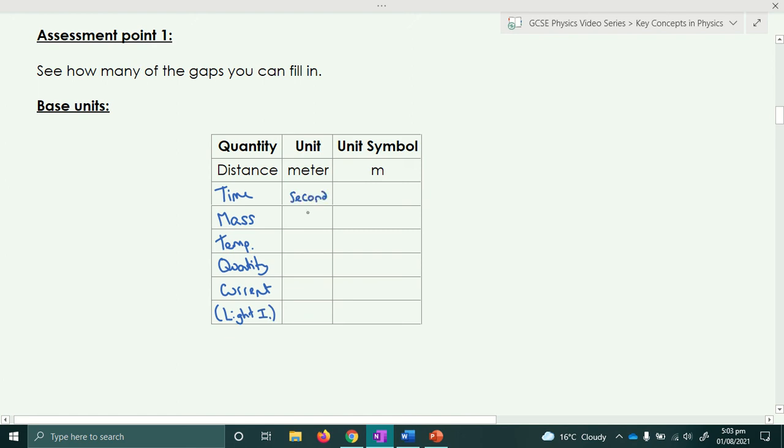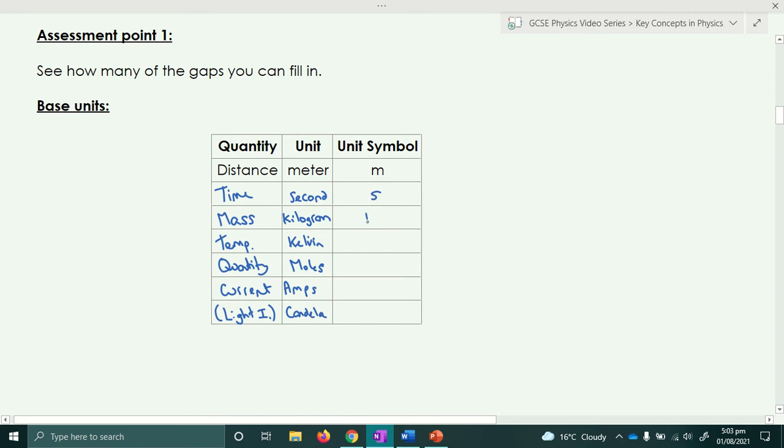We had light intensity. So the units of them, so we had the time, if it's in an equation, you can measure in seconds. Mass is a bit strange, it's measured in kilograms. Temperature is measured in Kelvin. Quantity is measured in moles. Current is measured in, I started writing C then, what am I doing? Amperes, or we usually call them amps for short. And light intensity is measured in candela.